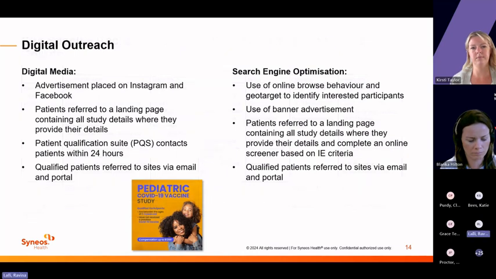So two digital outreach campaigns were used. Initially we used a digital media campaign. This was placing advertisements on Instagram and Facebook. Patients would click the link and be referred to a landing page where they can see all the study details and provide their own details if interested. They are then contacted by a specialist within 24 hours and then referred to sites if they pass the screener.